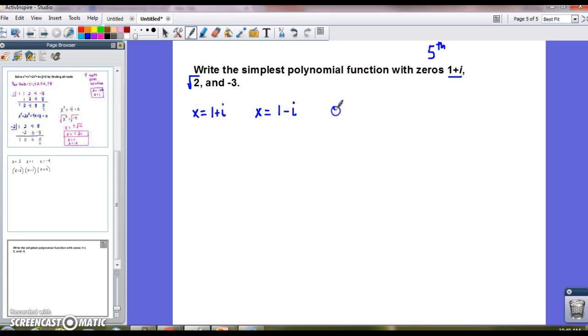I have x equals square root 2, which means I also have x equals negative square root 2 as a zero because they come as conjugate pairs. And then I also have x equals negative 3.